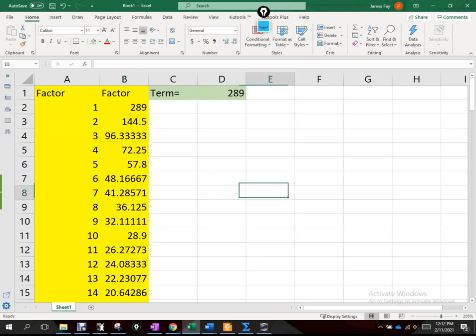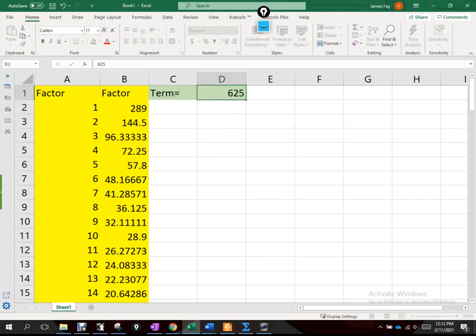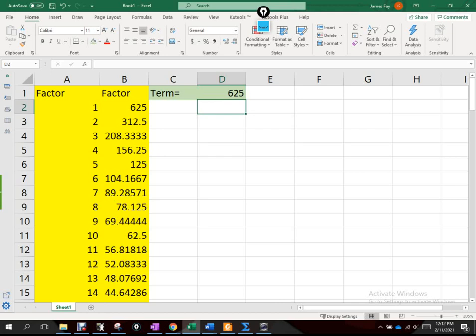Now, the nice thing about this, because you're going to see another question here in a minute that maybe asks us not to do 289, but maybe does 625. So now I hit 625, hit enter. You see all those values change. So now I've developed essentially a calculator for us to find the factors of any number that we want to. And it will change instantaneously.